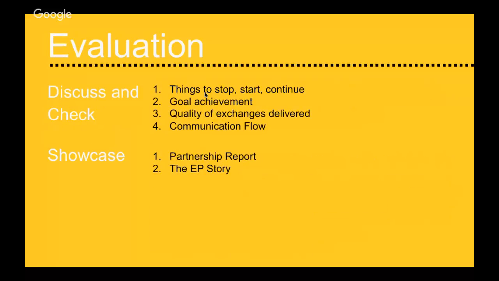Then we are moving to the stage of evaluation of partnership. Here you need to discuss and check which things you need to start, stop and continue with your partner. How did you achieve your goal together, or how far are you from achieving your goal together? You need to also check the quality of exchanges delivered. You can easily do it through a standard survey and NPS, and you need to also revise your communication flow. As well, you have to do some showcasing of your IR partners. In that case, what is helpful is creation of a partnership report and showcasing of the EP story.